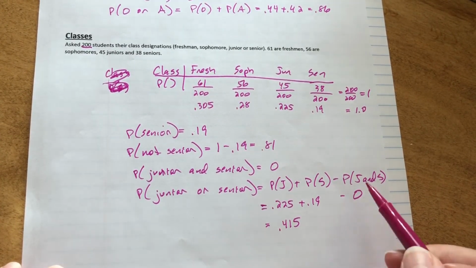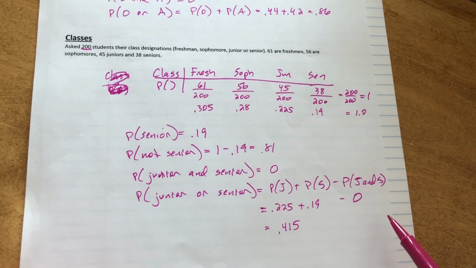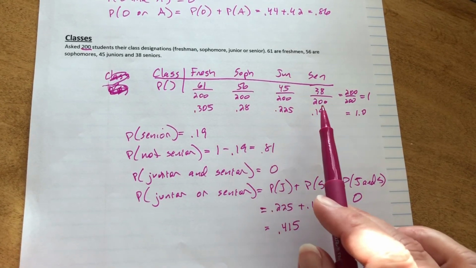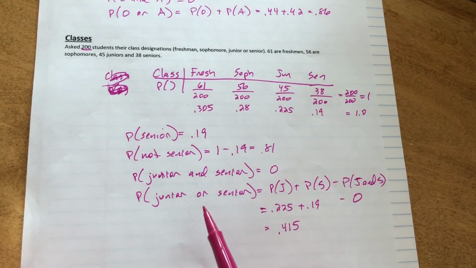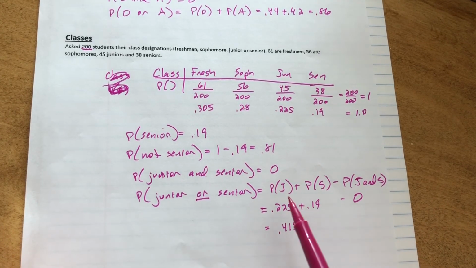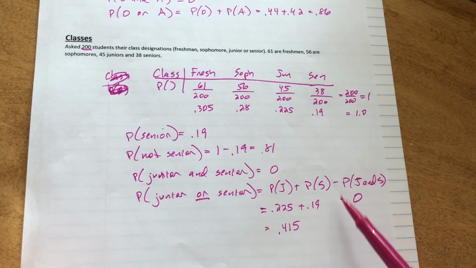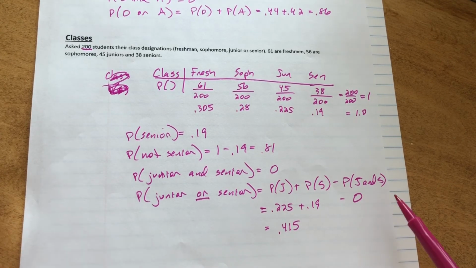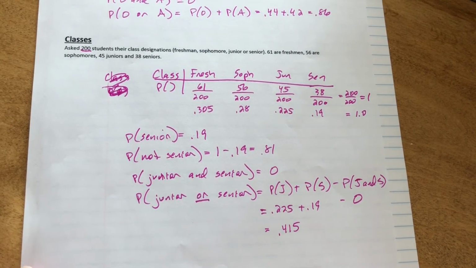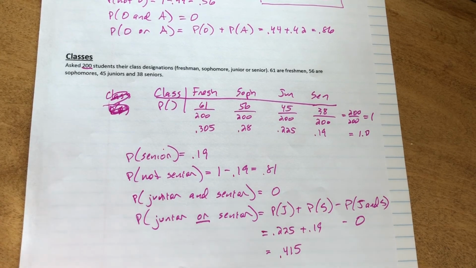Okay, so these were, again, mutually exclusive events. The and will always be 0 because you can't be in one of the two. You can't be in two categories at the same time. But you can always calculate an or by simply adding up the individual probabilities. And you don't even have to worry about subtracting the and because it's 0. Okay, so hopefully this was helpful.